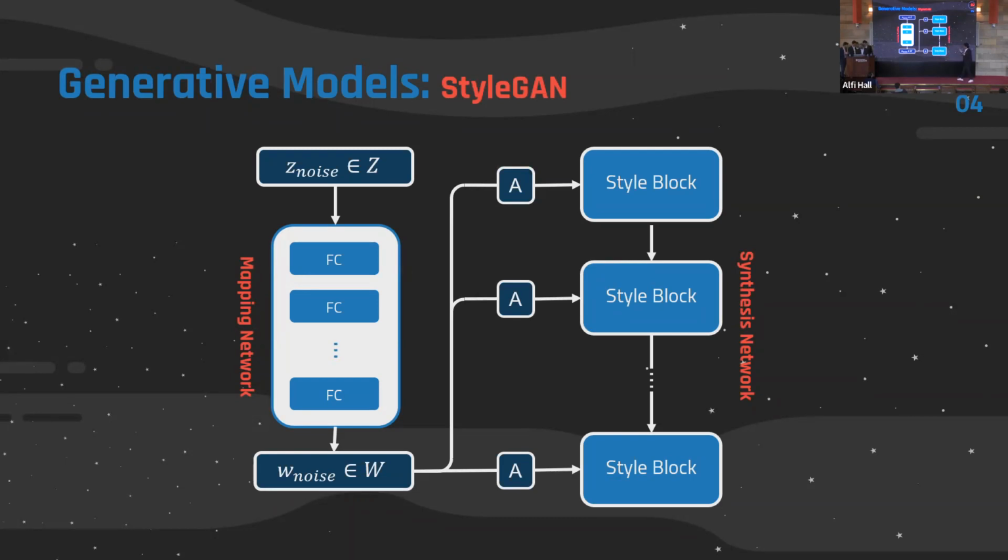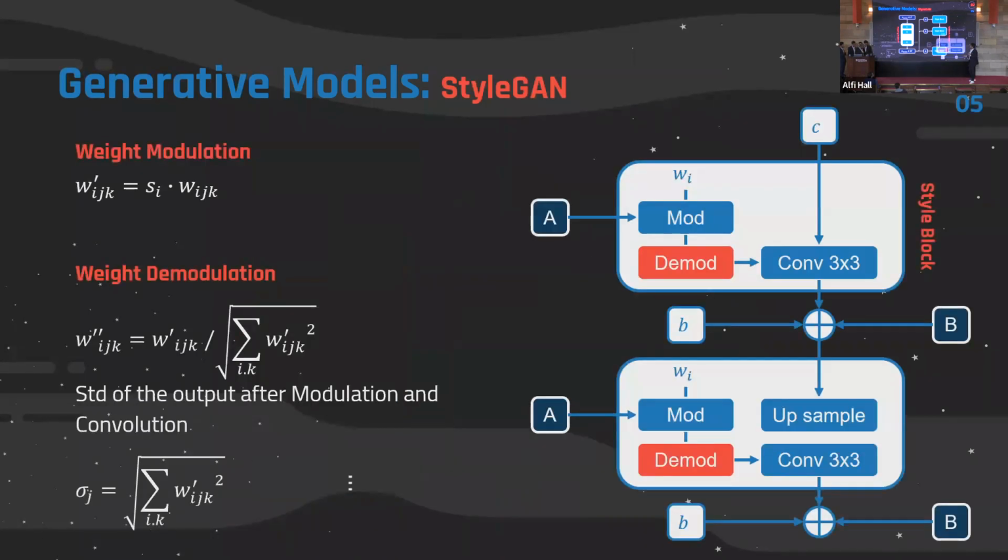Then we have the synthesis network, which is responsible for generating the image. And that achieves the style injection, which allows us to control the details of the images that we want to generate. This synthesis network consists of style blocks, where each style block is responsible for controlling a specific level of details using what's called adaptive instance normalization with some variation called the weight modulation.